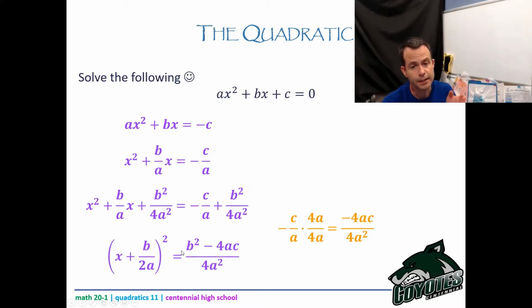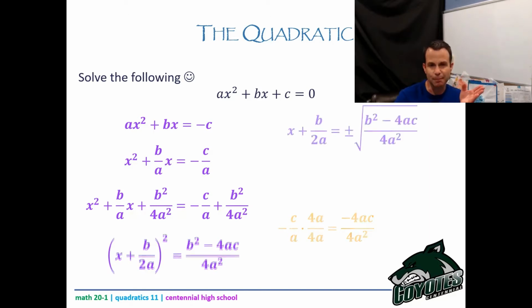And then it equals on the right side, I've got that b squared minus 4ac all over 4a squared that I was just talking about. Okay, so what's the next step? Well, if I'm trying to get x all by itself, I need to square root both sides now, right? So when I square root both sides, on the left, I'm going to be left with x plus b over 2a. On the right, I'm going to be left with plus or minus the square root of that whole thing. And we need to kind of unpack what that whole thing is going to look like.